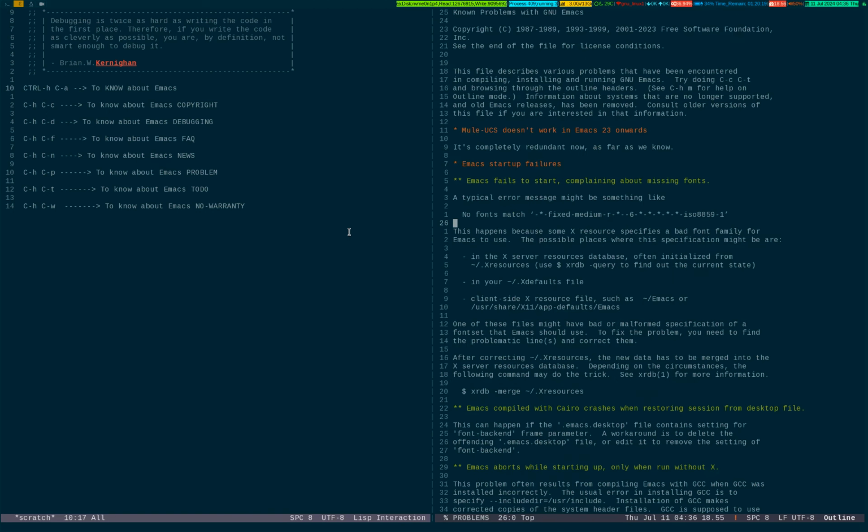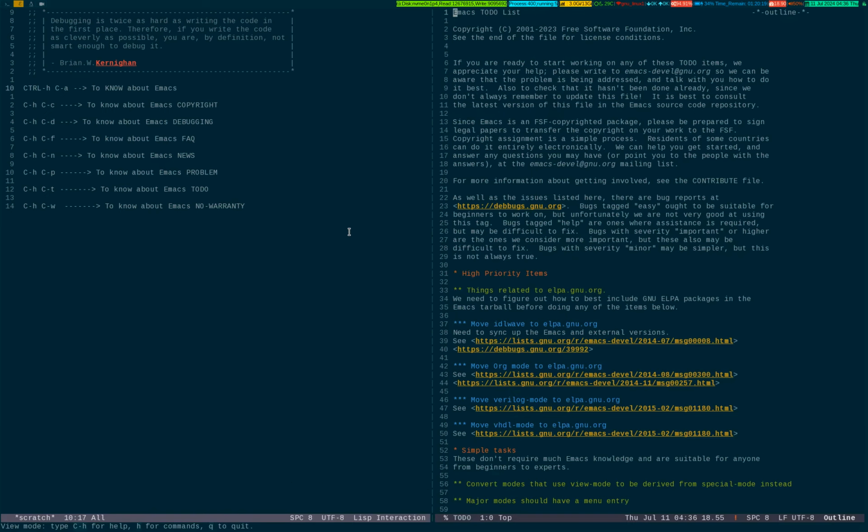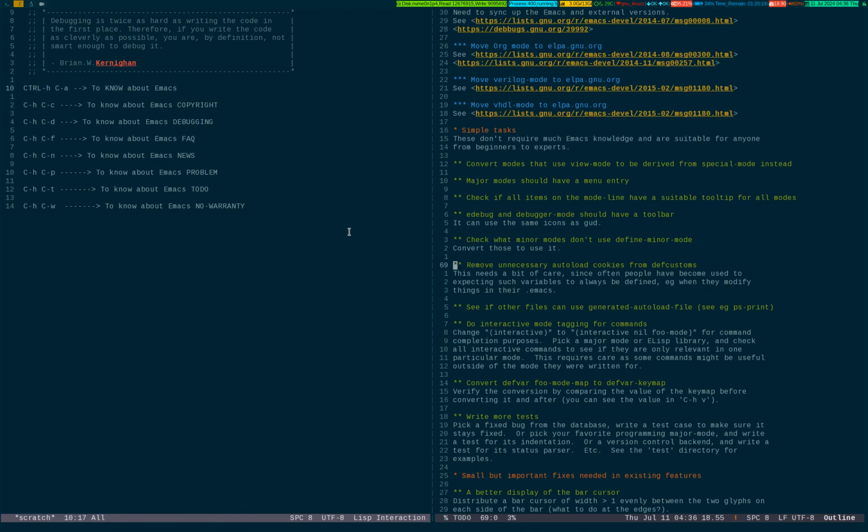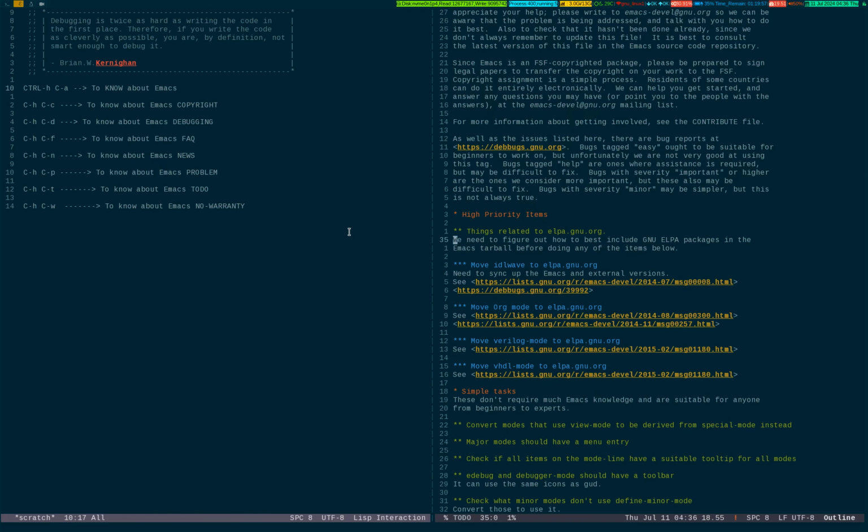Okay, so the next one is Control H, Control T to know about Emacs to-do. They have a bucket list. So this is what the Emacs core maintainers are working on, and how it is being dished out. You will find these things in the Emacs to-do list. And it is public again, that's why it's been given here. So you can take a peek at this.